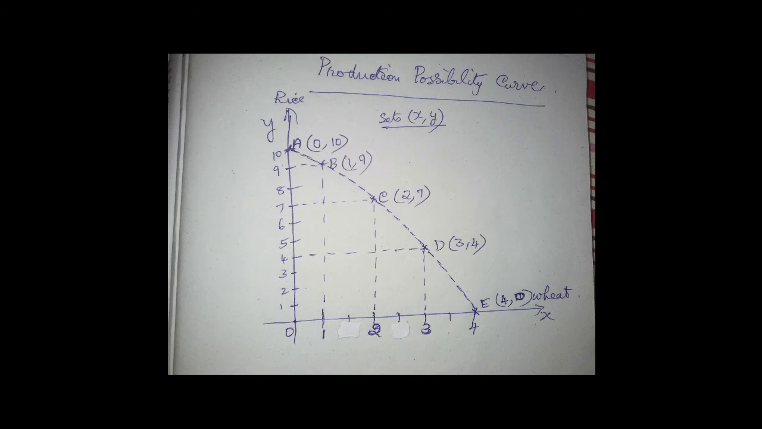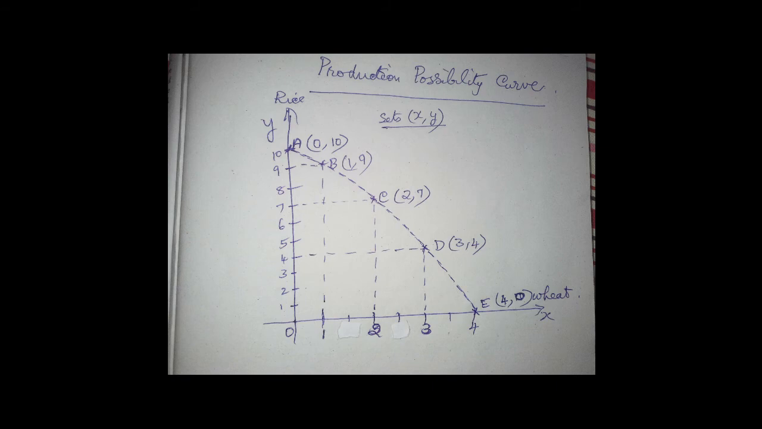In this graph, the OX-axis represents wheat production and OY represents rice production. The different production possibility sets are A, B, C, D and E. At point A, the economy can produce 0 units of wheat but 10 units of rice. At B, it can increase the production of wheat from 0 to 1 by reducing the production of rice from 10 to 9.